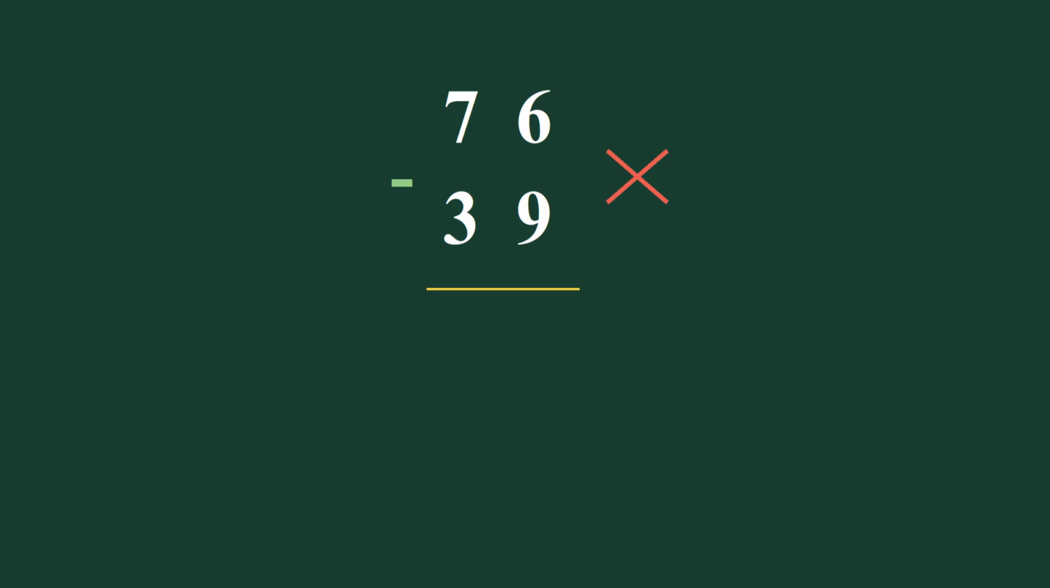6 minus 9. But I can't do it because 6 is smaller than 9. So we must borrow. You go to the 7 in the tens place and borrow 1 from it. So the 6 becomes 16 and 7 becomes 6. Now we have 16 minus 9, which equals 7.